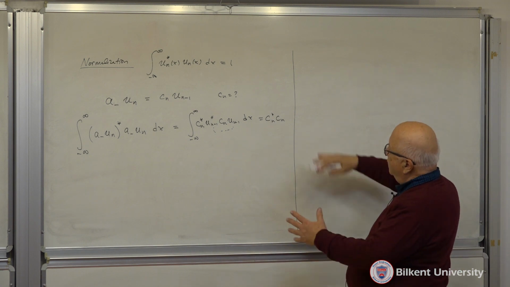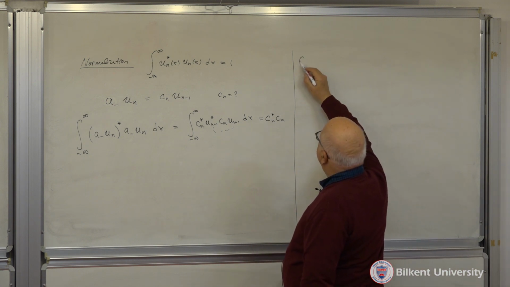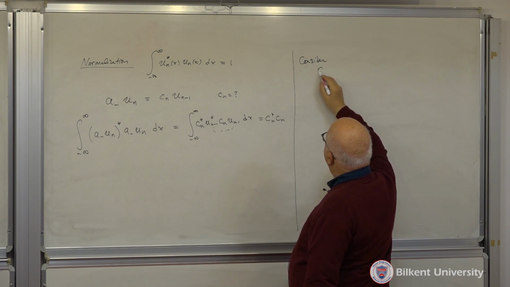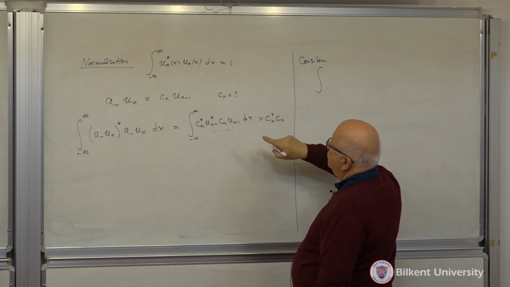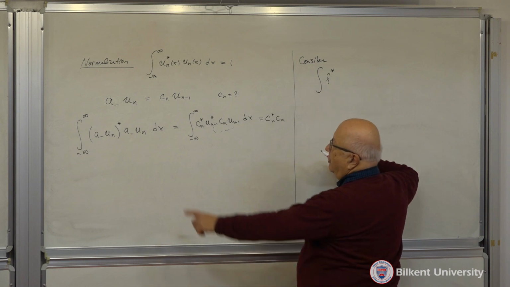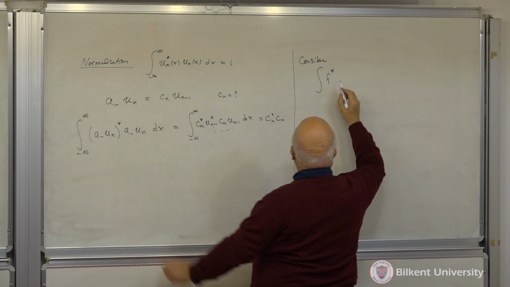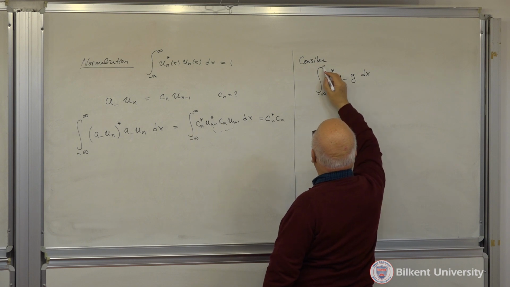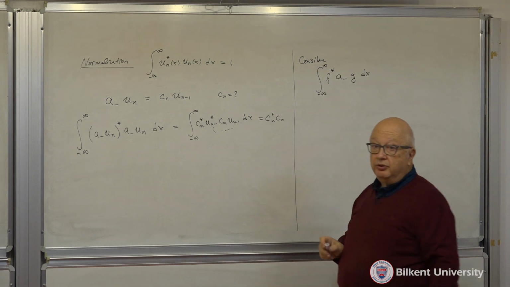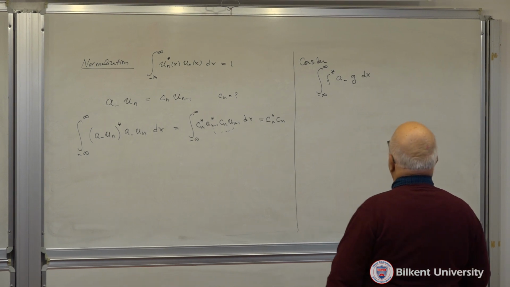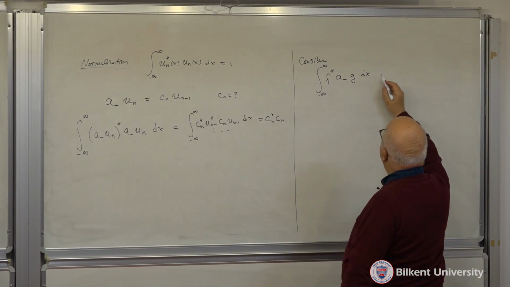Okay, so let me just open a parenthesis here and do some algebra. So I'll say consider the following integral. Suppose I have some f star, which is this piece here, A minus g dx, minus infinity to infinity. Okay, so this is now very general. So let's see what this turns into.